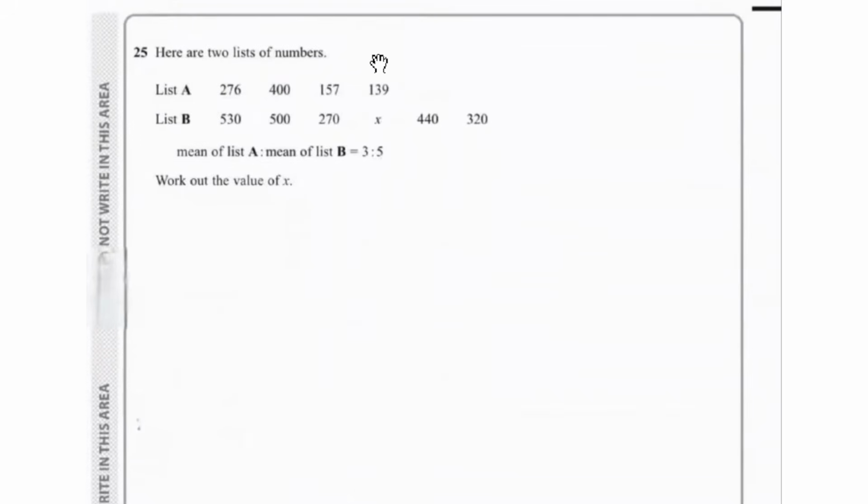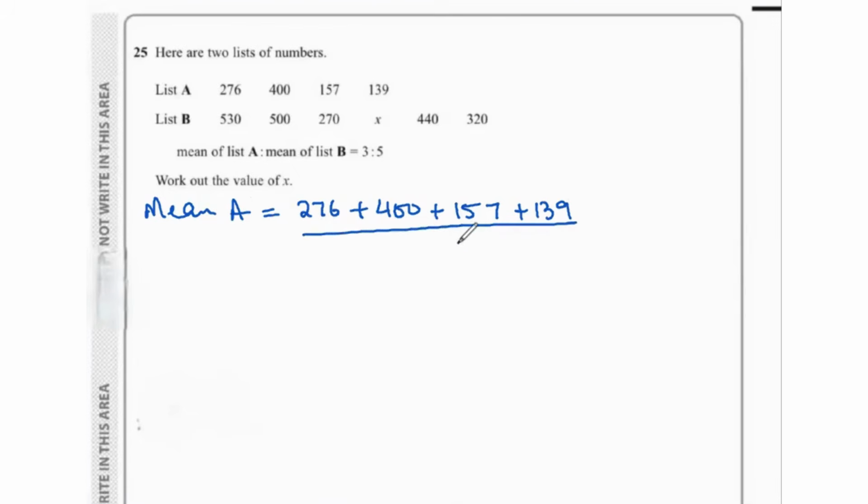Then here are two lists of numbers. List A is 276, 400, 157, 139. List B is 530, 500, 270, x, 440, and 320. Mean of list A is to mean of list B is 3:5. We have to work out the value of x. So let's first find the mean of list A. You add up all the numbers and divide it by the number of values, which is 4 in this case. That's going to give us 243.